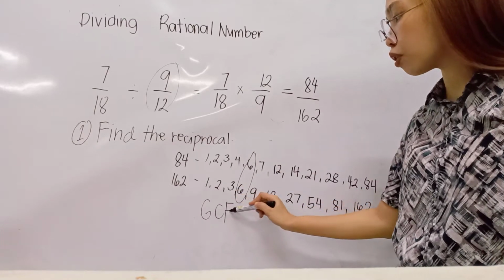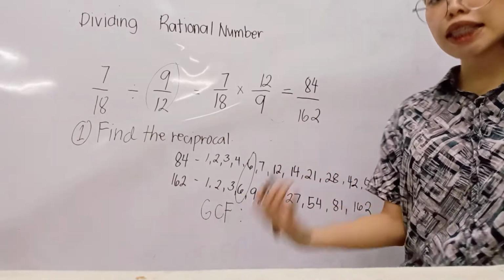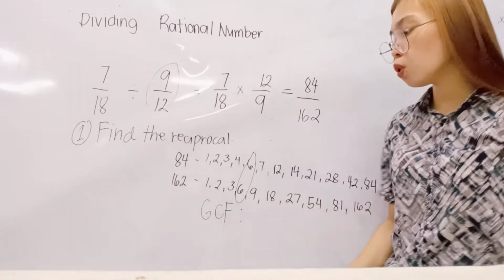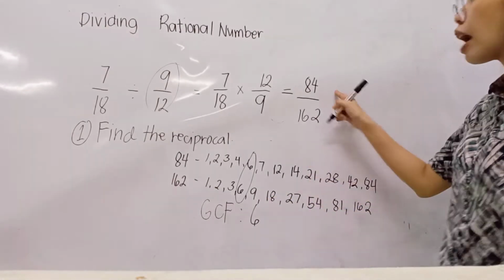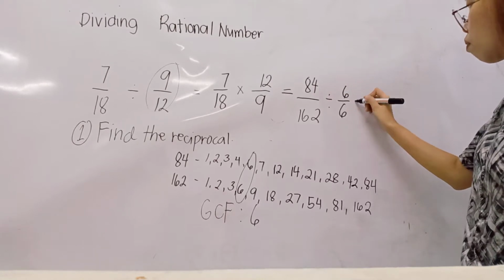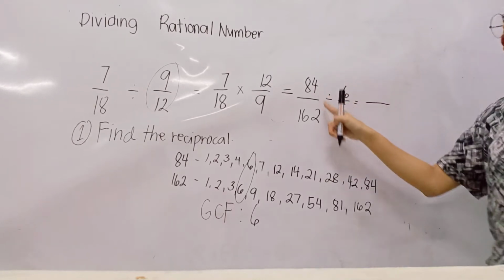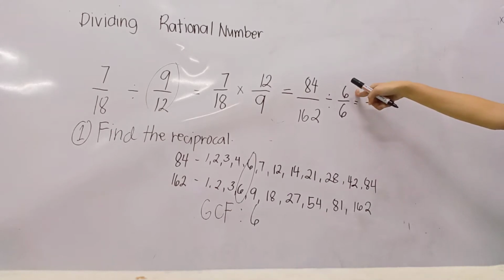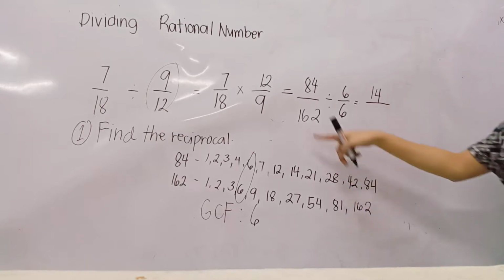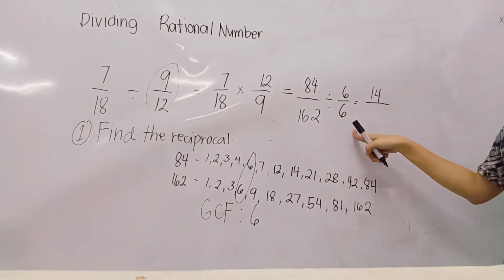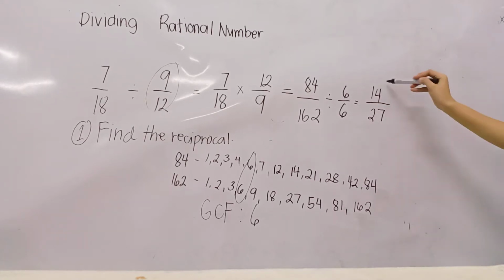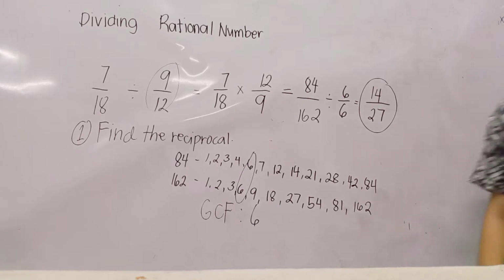The GCF of 84 and 162 is 6. So let us divide it by 6 over 6. So 84 divided by 6, that is 14. 162 divided by 6, 27. Okay? So, your final answer will be 14 over 27.